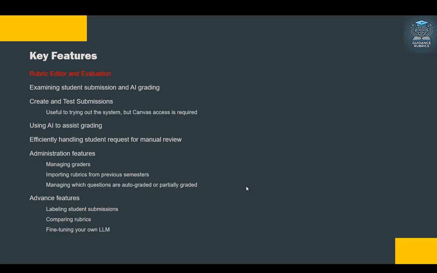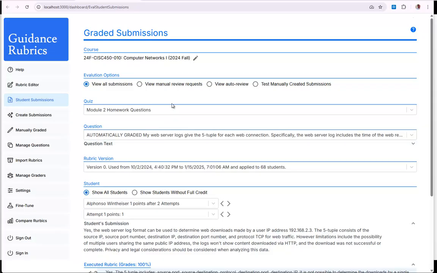However, a complete solution for using AI to grade and give feedback requires more than a rubric editor and a system to evaluate rubrics. Our system has a range of features for supporting this. This first feature allows us to examine how the AI is performing against student submissions. Here we see a part of the UI.